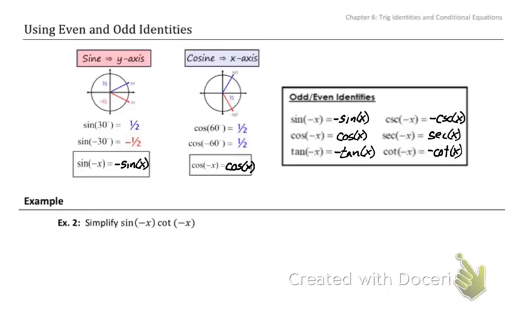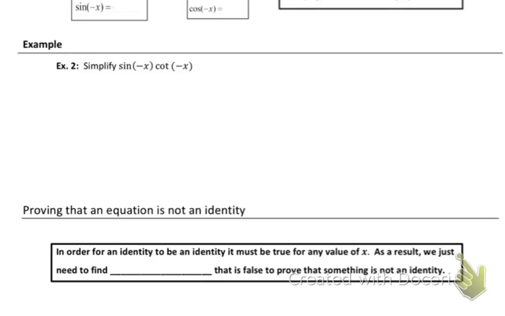So you have to remember which one gets pulled out front and which one just kind of disappears. All right, so as an example, I'm supposed to simplify sine of negative x times cotangent of negative x. We need to get rid of those negative signs. That'll be our first step. So we're going to go ahead and rewrite this.